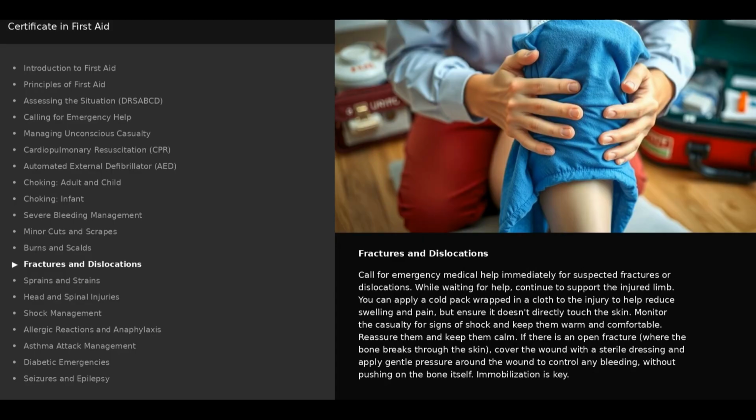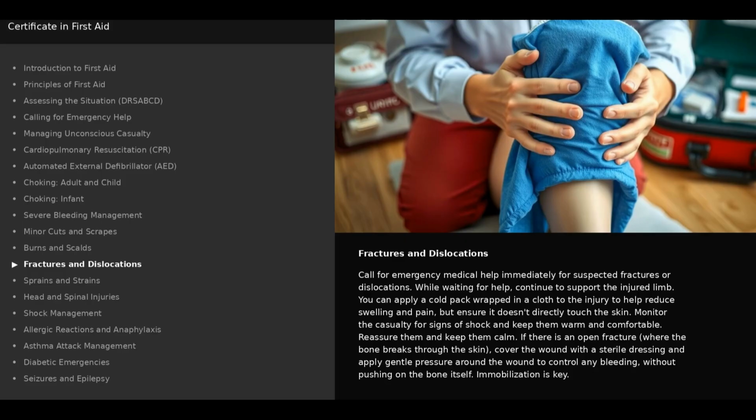Call for emergency medical help immediately for suspected fractures or dislocations. While waiting for help, continue to support the injured limb. You can apply a cold pack wrapped in a cloth to the injury to help reduce swelling and pain, but ensure it doesn't directly touch the skin. Monitor the casualty for signs of shock and keep them warm and comfortable. Reassure them and keep them calm.